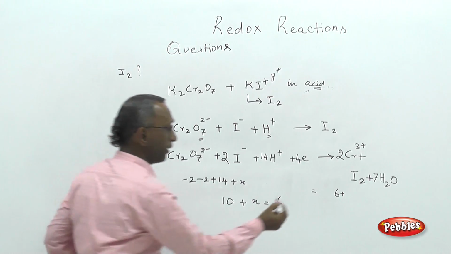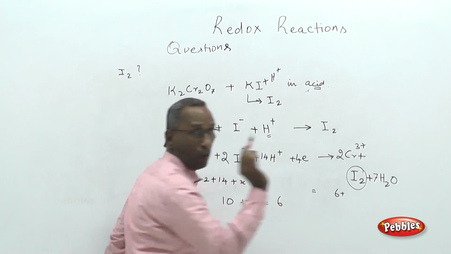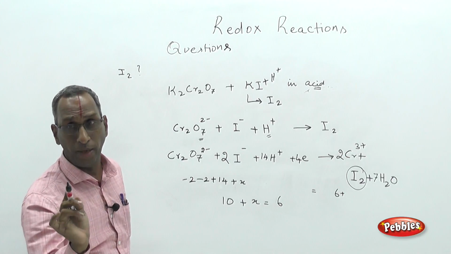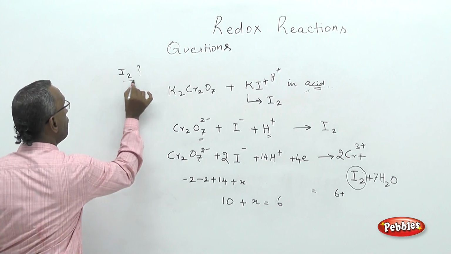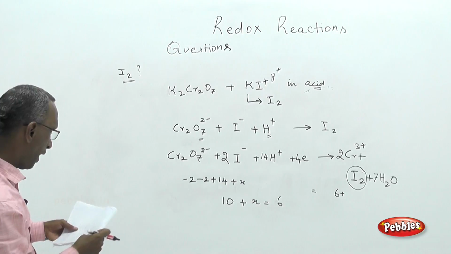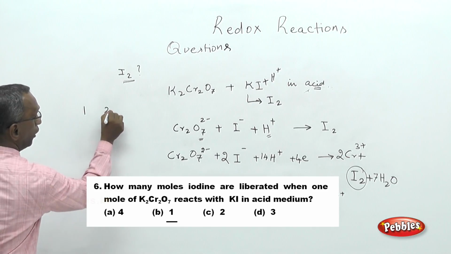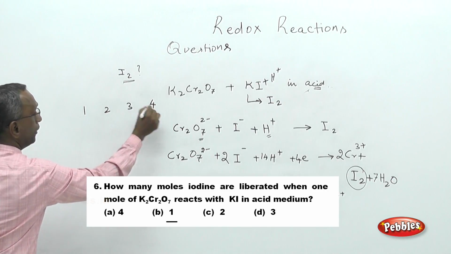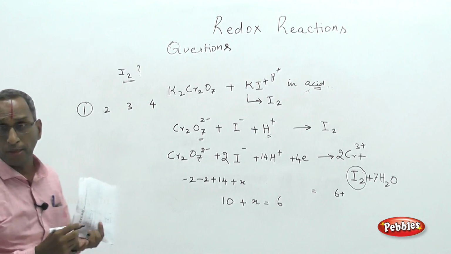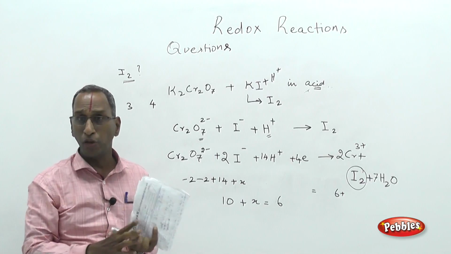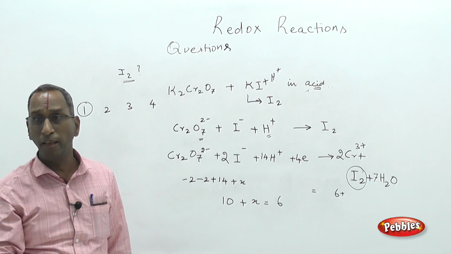In the balanced equation, on the product side only 1 mole of iodine is formed. The number of moles of iodine is asked. The choices given are 1, 2, 3, 4. The correct choice is 1 mole of iodine formed during this reaction.